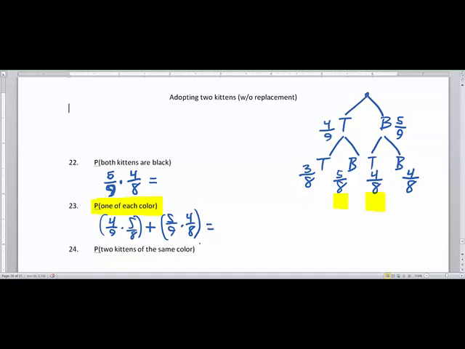And again, we will do that on the calculator at the end. Now, what are the chances of getting 2 kittens of the same color?